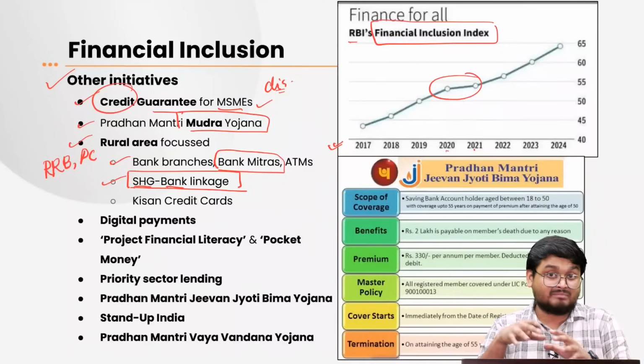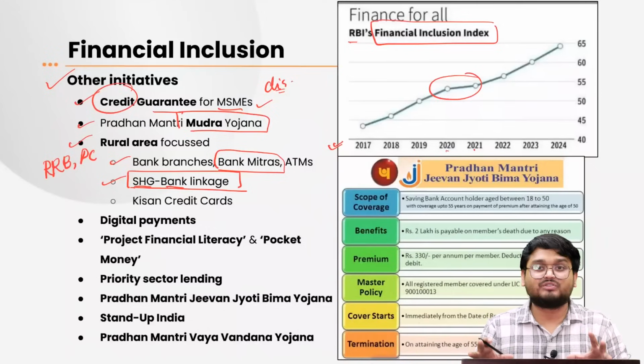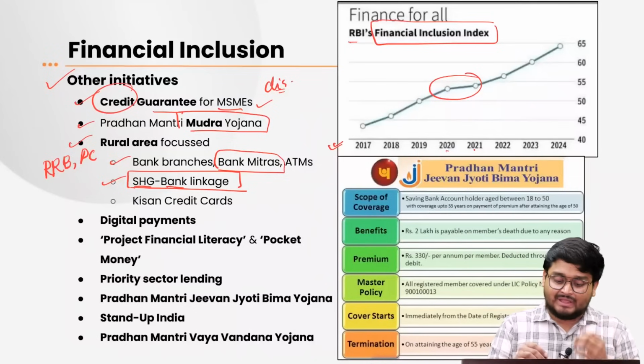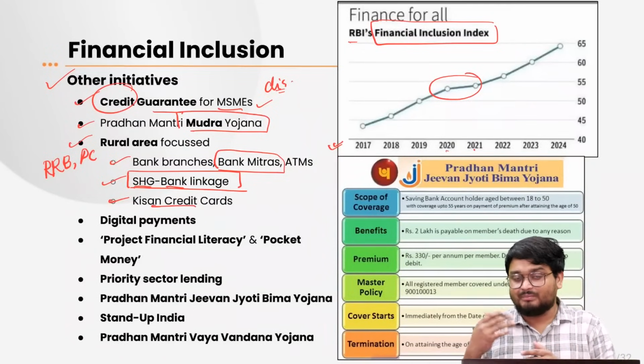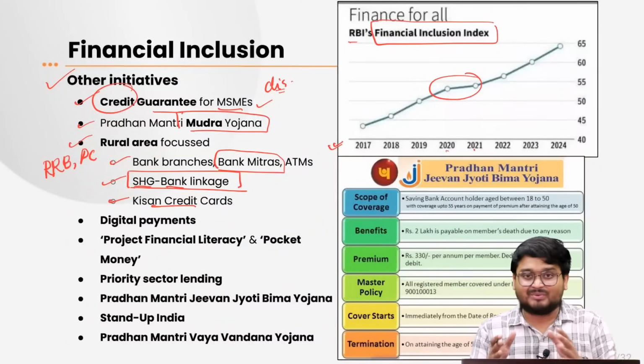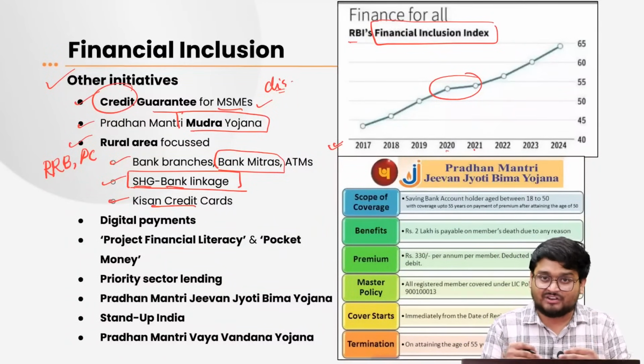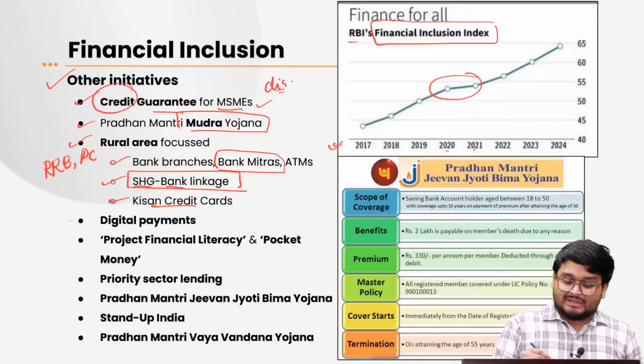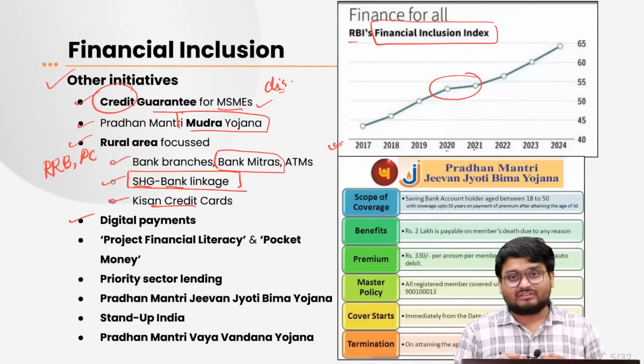There are many members in the SHG, so all of the members will have the benefit of getting loans from the banks directly. Then we have the Kisan credit card up to a particular limit. The farmers in the country can use the credit cards to spend on their agriculture expenses and various other expenses too. Then we have the digital payment promotion as of now, right?